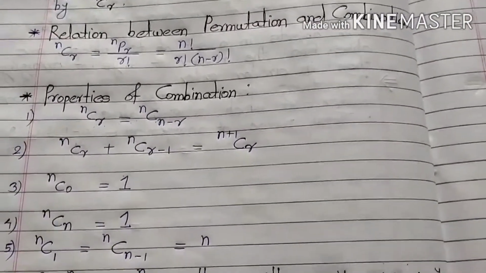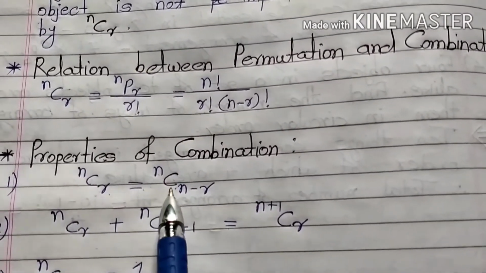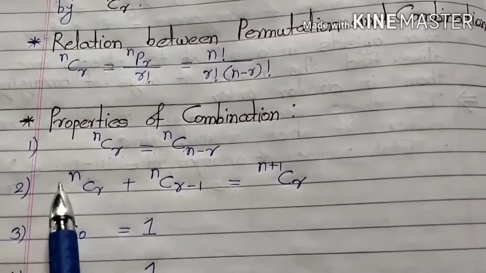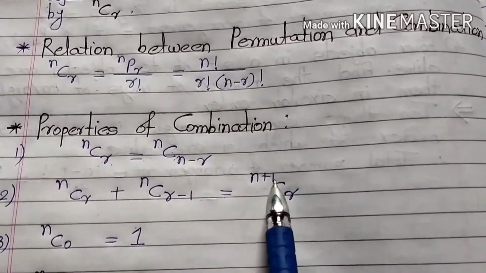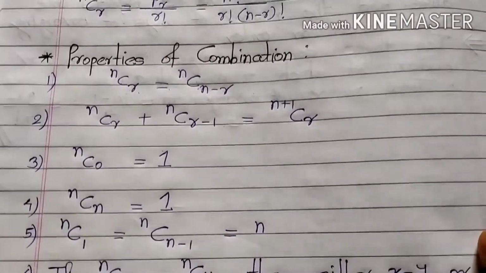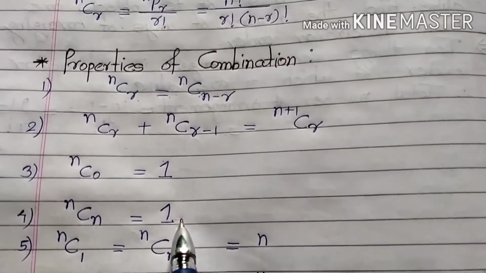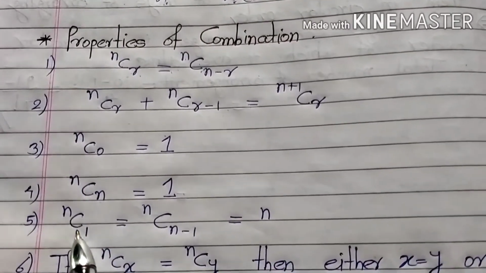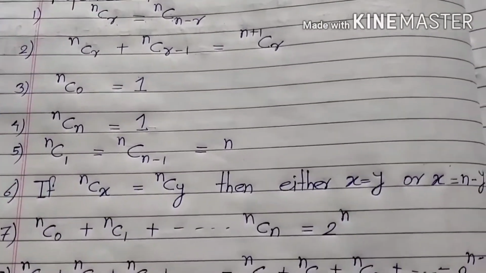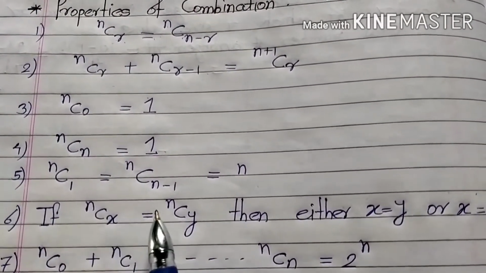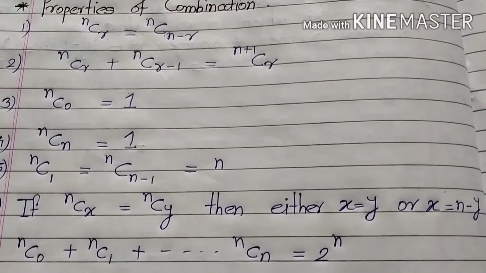So there are some properties of combination. First property, nCr is equal to nC(n minus r). Second, nCr plus nC(r minus 1) is equal to (n plus 1)Cr. Third, nC0 is equal to 1 and nCn is also equal to 1. Fifth property, nC1 is equal to nC(n minus 1), which is equal to n. Sixth property, if nCx is equal to nCy, then either x equals y or x equals n minus y.